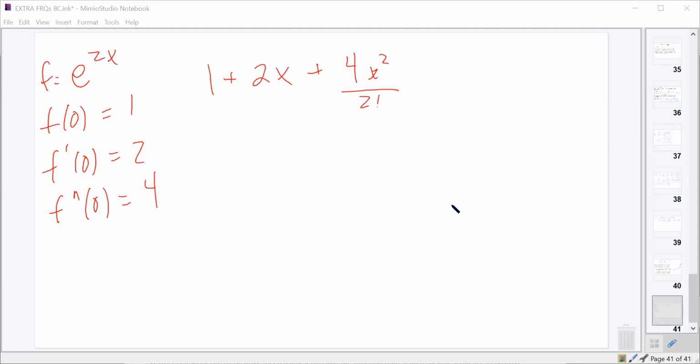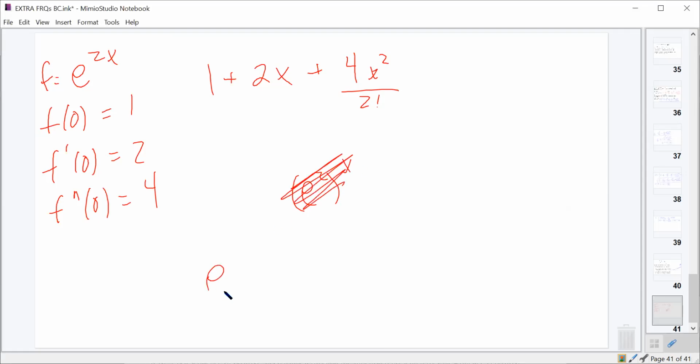Yeah. And so you just did yours from just doing the series for e to the 2x, right? Which is fine, but this comes out to be exactly the same. But I'm not sure what the second one you're asking. You're saying e squared to the x, is that what you're asking about? Oh, e to the x squared.